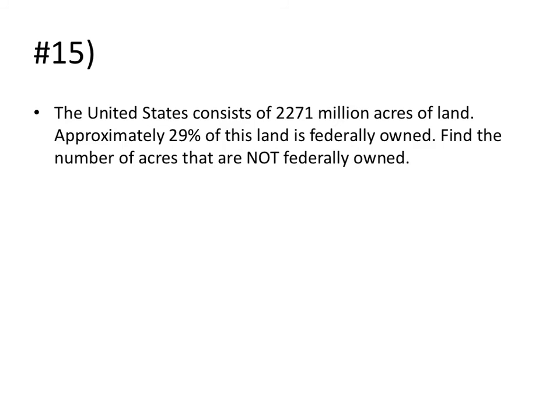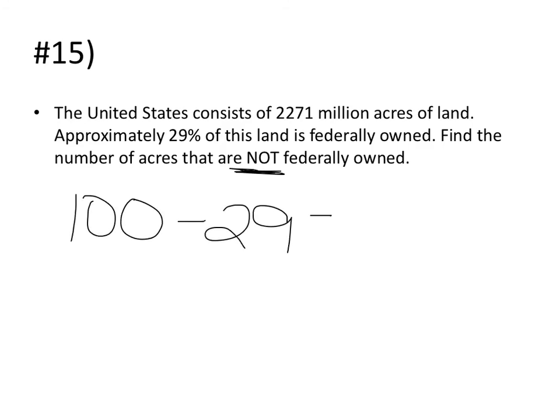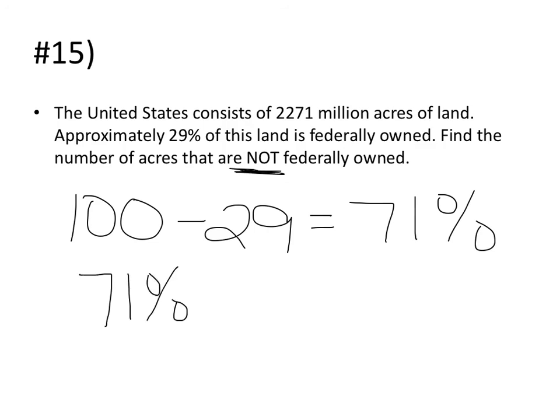All right, number 15. The United States consists of 2,271 million acres of land. Approximately 29% of this land is federally owned. Find the number of acres that is not federally owned. Okay, if 29% of this land is federally owned, and they want to know the number of acres that are not federally owned, so we need to take 100 minus 29 to figure out how much is not federally owned. So 100 minus 29 is 71. So 71% is not federally owned.